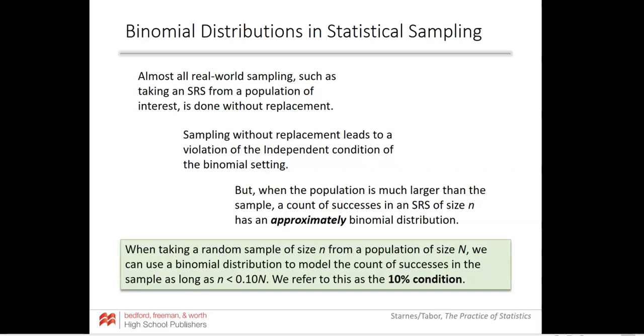When taking a random sample of size n from a population of size N, we can use a binomial distribution as long as the n that we sample is less than N times 0.1, so less than 10% of the total amount of things produced. It has to be less than 10%.